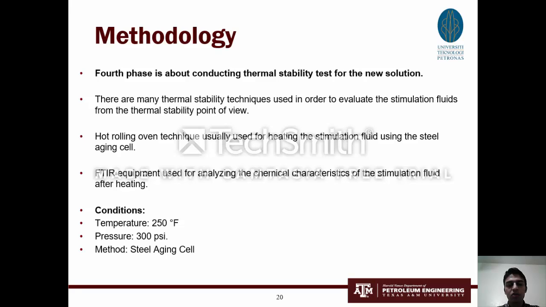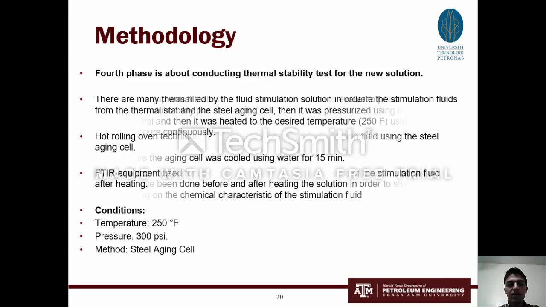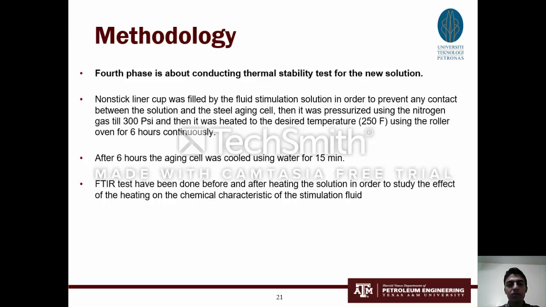Conditions: temperature 250 Fahrenheit, pressure 300 psi. Method: steel aging cell. A non-stick liner cup was filled with the stimulation solution in order to prevent any contact between the solution and the steel aging cell. Then it was pressurized using nitrogen gas to 300 psi. Then it was heated to the desired temperature of 250 Fahrenheit using the roller oven for 6 hours continuously.